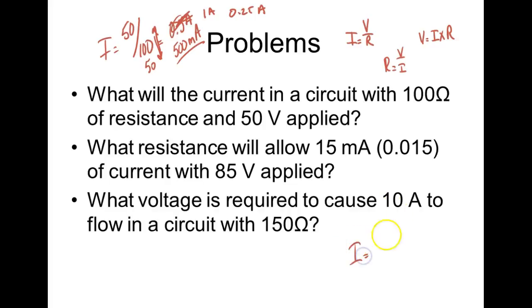So let's go back to I is equal to 50 over 100. What if I doubled my voltage? Well, then I would be equal, and I'm going to leave my resistance alone. Over here, voltage is on the top. Over here, I is on the top, right? We assume it's over 1. So that means they are directly proportional.